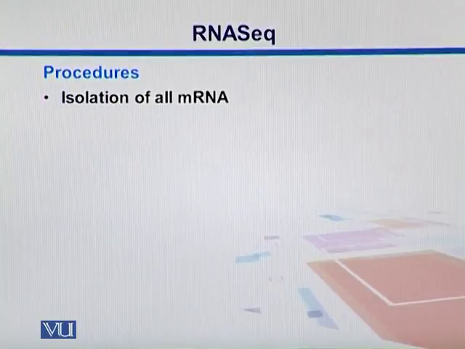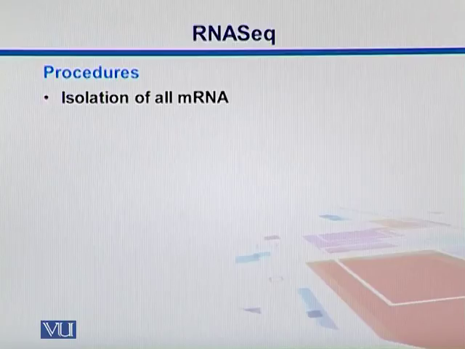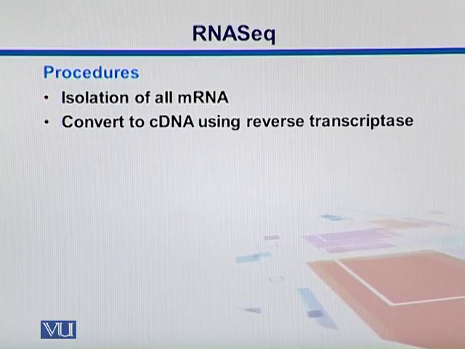So here are the procedures in general. We have isolation of all messenger RNA, so we get the complete messenger RNA out of the cells. Mostly the extraction protocols use methods which capture the poly A tails, so they are recognizing messenger RNAs with the help of those poly A tails. They design some oligo dTs which get attached to those tails and then capture them. And then this messenger RNA, since RNA is overall less stable than DNA, is converted into cDNA using reverse transcriptase.